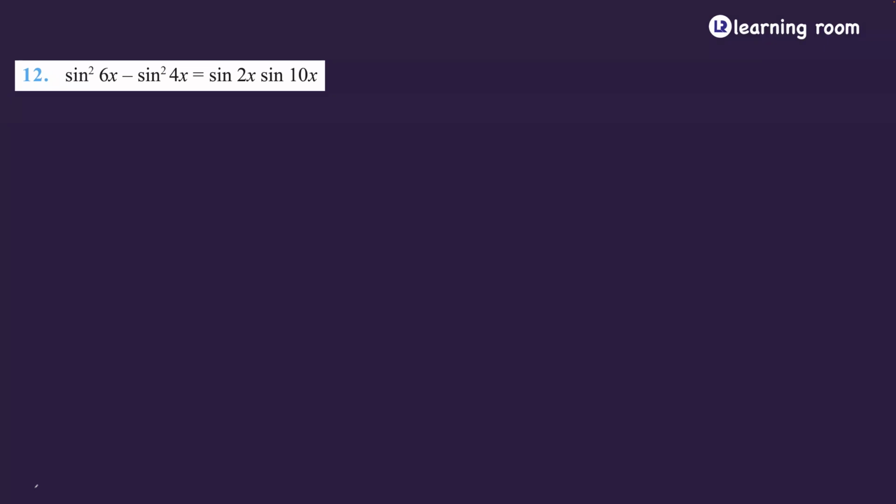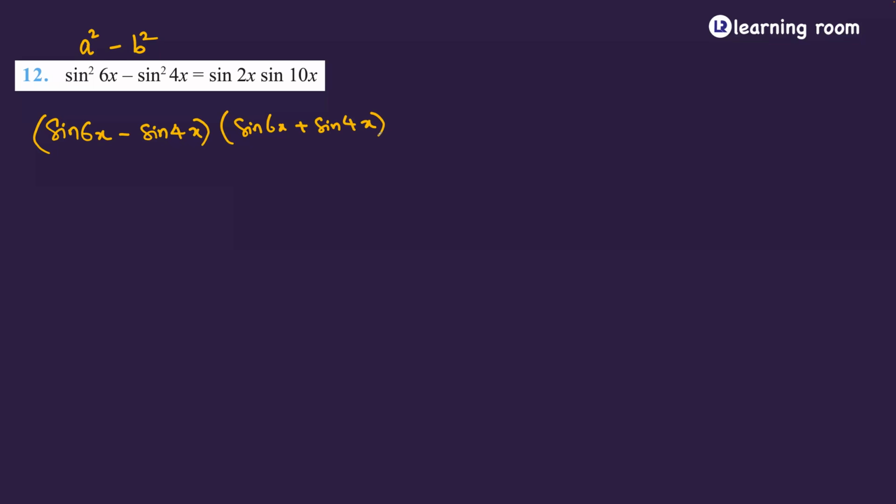So we'll get started. Look at this problem. It is sine square 6x minus sine square 4x, to be proven equal to sine 2x into sine 10x. Here, if I take this as a square and this as b square, it is of the form a square minus b square, which I will write as sine 6x minus sine 4x, a minus b, into a plus b. So I've taken the LHS.